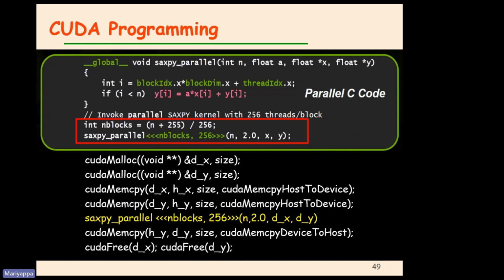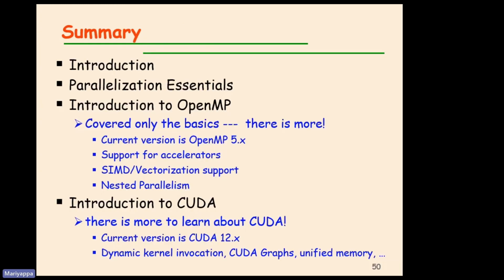I'm sorry that this is all done in a very compressed, one-slide form, but I think that's all the time that I have. So with that, I will conclude my discussion on CUDA. As I said, I have only touched upon some very small aspects of OpenMP and CUDA. There is a lot more to learn. The current version of OpenMP is 5.x. It also supports some data parallel computations and so on. And of course, CUDA's current version is 12.x. There are things called dynamic kernel invocations, CUDA graphs, and so on and so forth. A lot more to come.